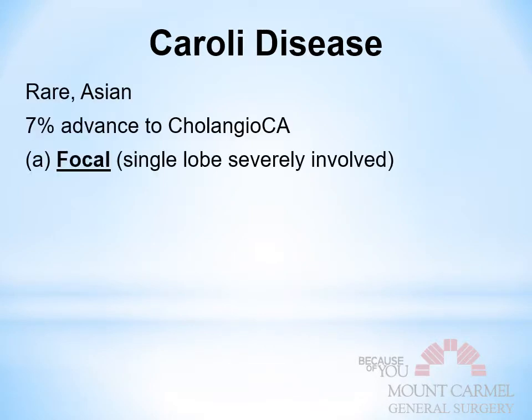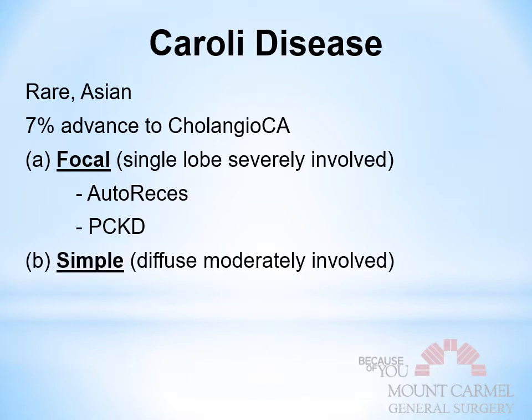Caroli disease is again rare, in Asians. 7% of the patients with Caroli disease advance to cholangiocarcinoma. There are two variants. There's a focal variant, which is where it's in a single lobe, but severely involved in a single lobe of liver. It's autosomal recessive. Polycystic kidney disease is a close association.